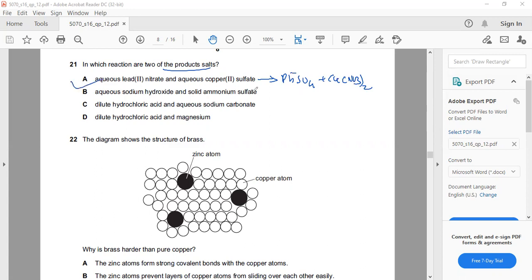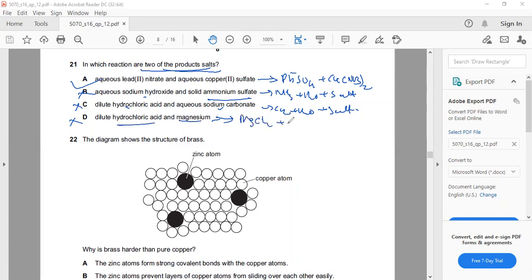Let's do the second one. It forms ammonia, water plus salt whenever an ammonium compound reacts with an alkali. So B is wrong. C, acid plus carbonate also forms carbon dioxide. The examiner says two of the products are salts, plus water plus salt. D is wrong because metal plus acid gives magnesium chloride plus hydrogen. This is not a salt. A is the answer.